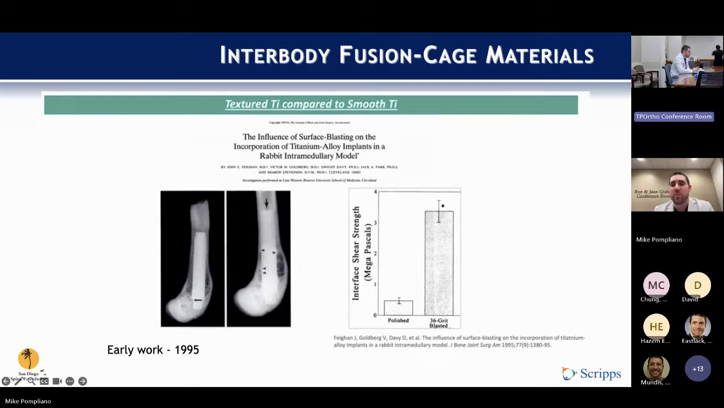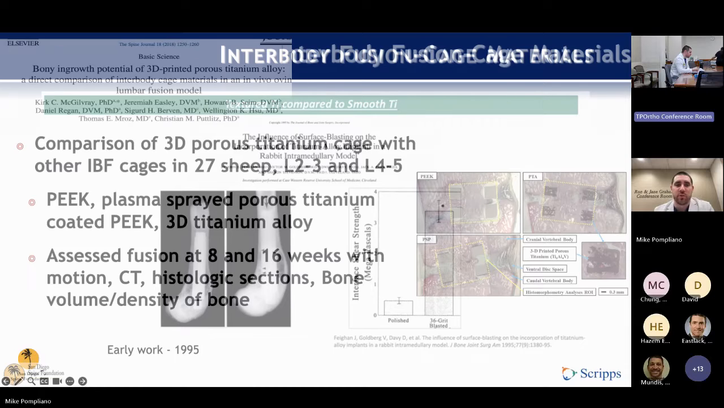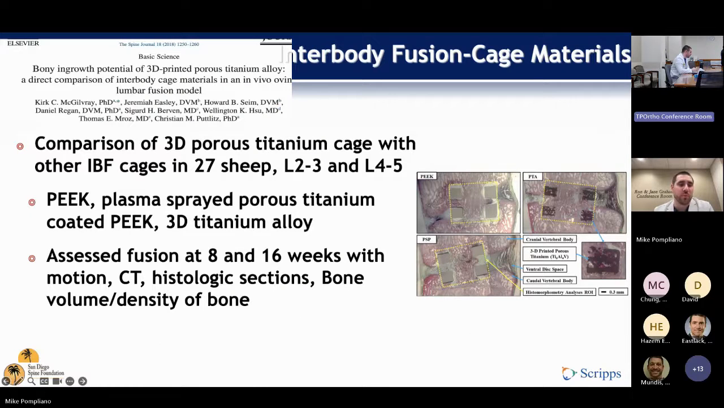So this was another early paper looking at grit blasting of the titanium surfaces. Essentially, it showed a higher ability to resist shear forces with a rougher texture, specifically in titanium. So again, smooth versus rough, the rougher performs better.